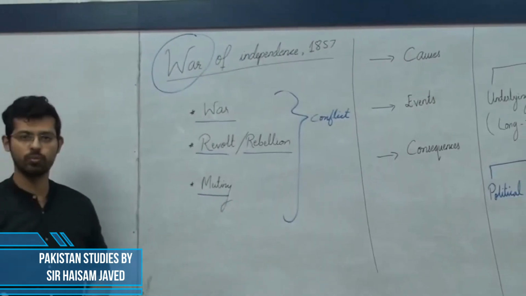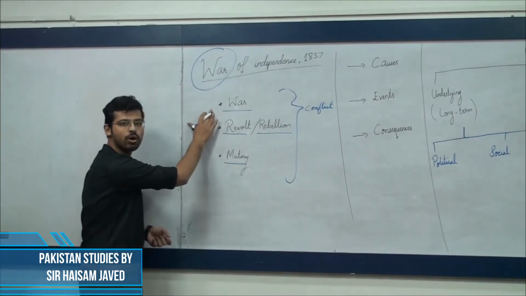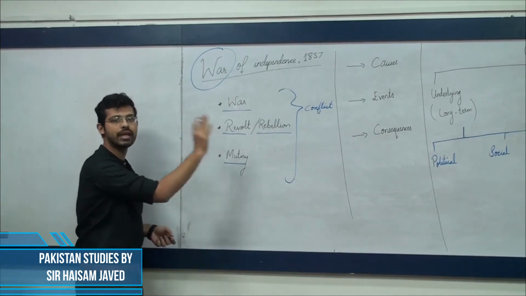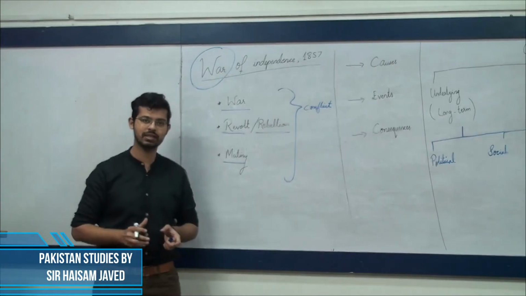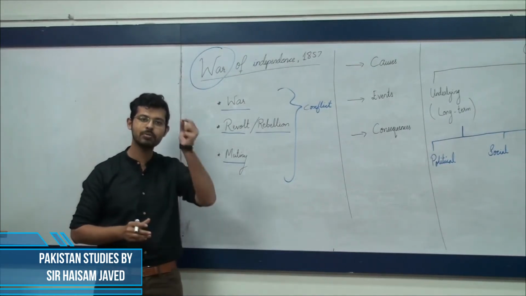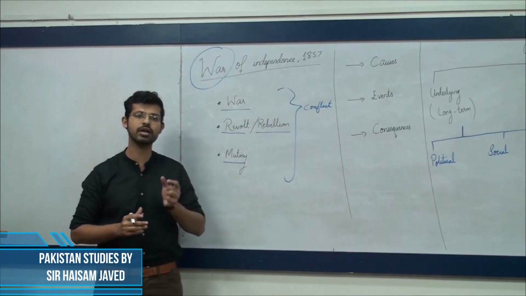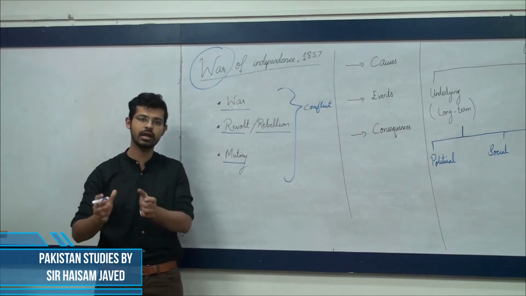But conflict between whom? First of all, war means the conflict between two nations. So when we will be discussing the War of Independence 1857, just keep in mind that we are actually talking about the conflict between two nations, the British and the Indians.